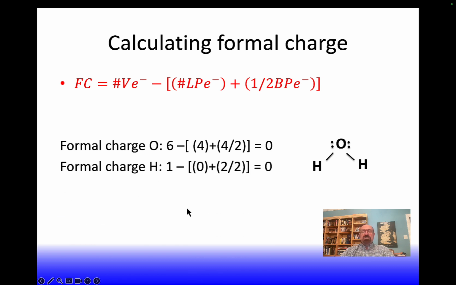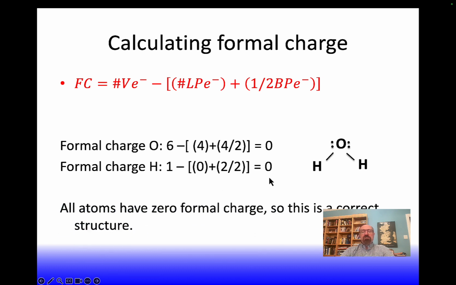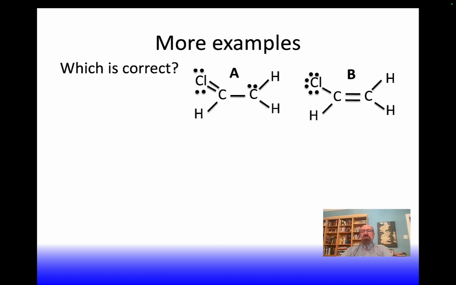If you look at the hydrogen, hydrogen has no lone pairs. The hydrogen atom has 1 valence electron, and a bonded pair counts as 1, so 1 minus 1 is 0. So this must be a perfectly good structure. All the atoms have 0 formal charge. So it's got to be a correct structure, because it's the one that's closest to 0, all right? Now let's go to something more complicated.